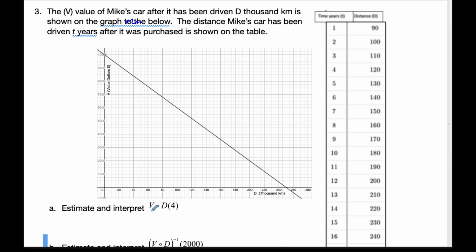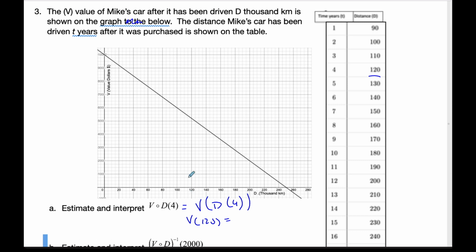We want to estimate and interpret this particular value here. Give it a try before I actually do it. Well, what this actually means is V of D of T. So if I look at 4 here, it gives me 120. And that is in thousands. So V at 120.